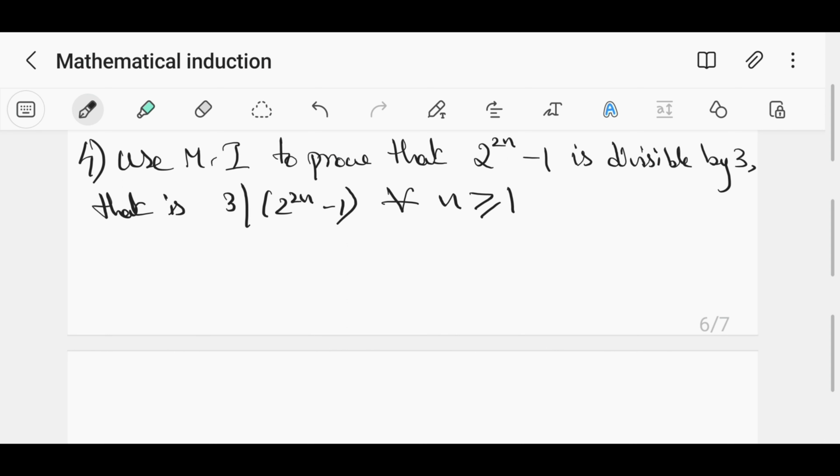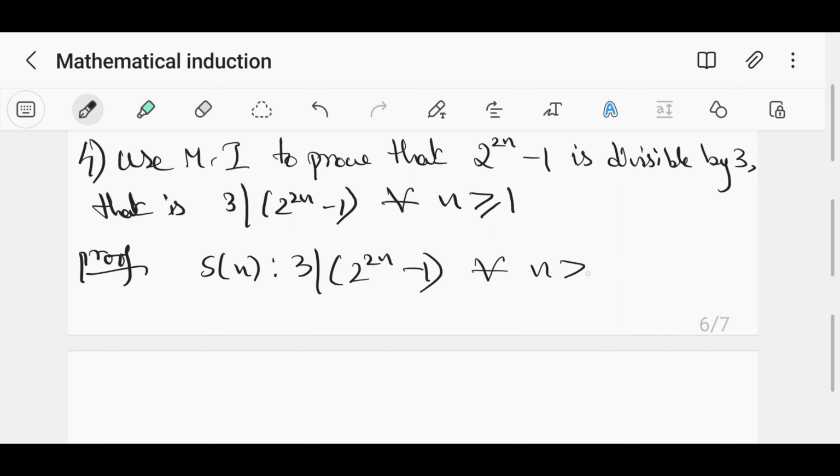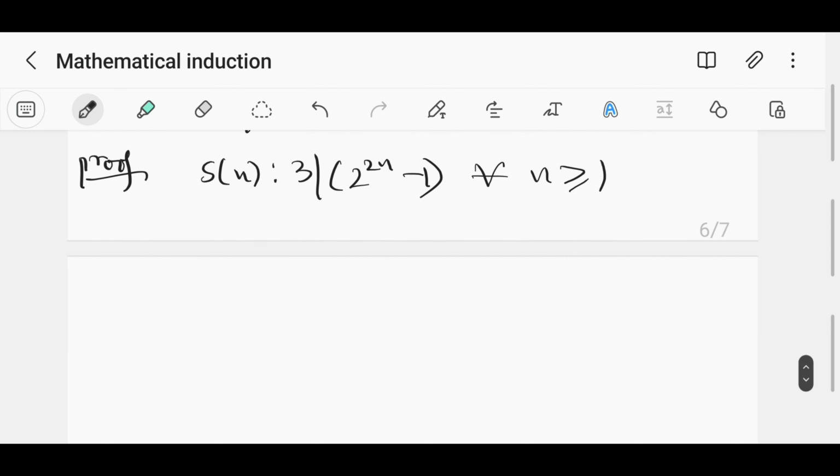Listen carefully. First, what do we write in our proof? We write the given statement, that is S of n is: 3 divides 2 to the power 2n minus 1 for all n greater than or equal to 1. This is the given statement which we have.